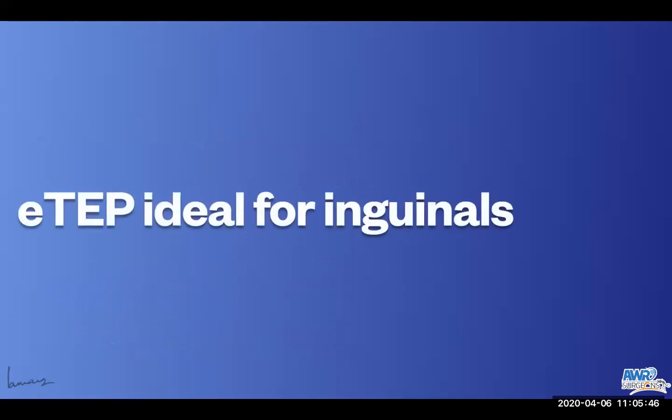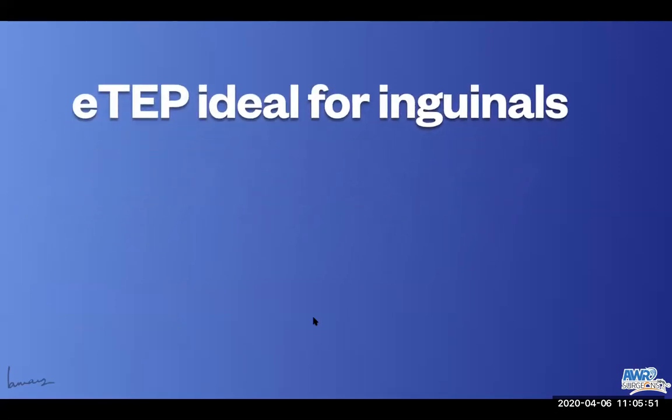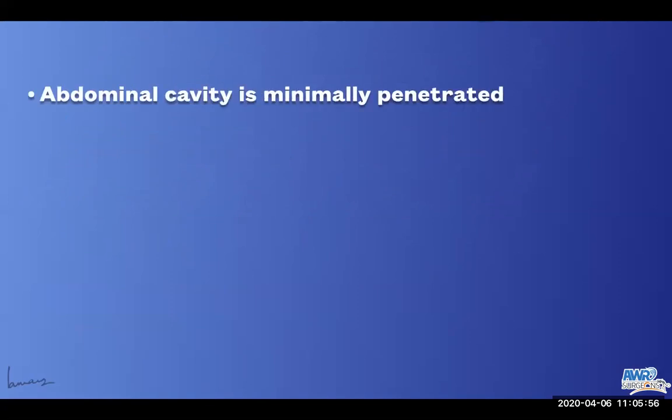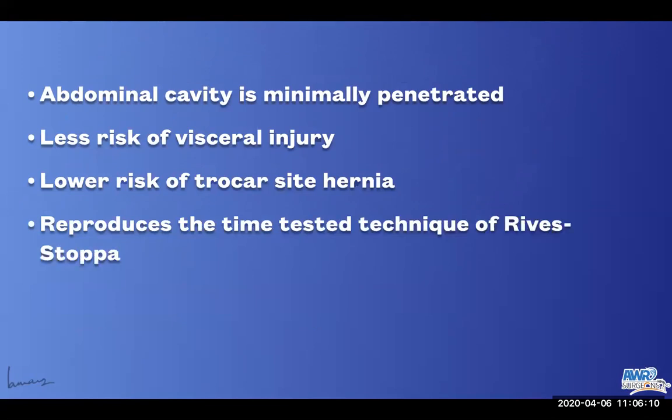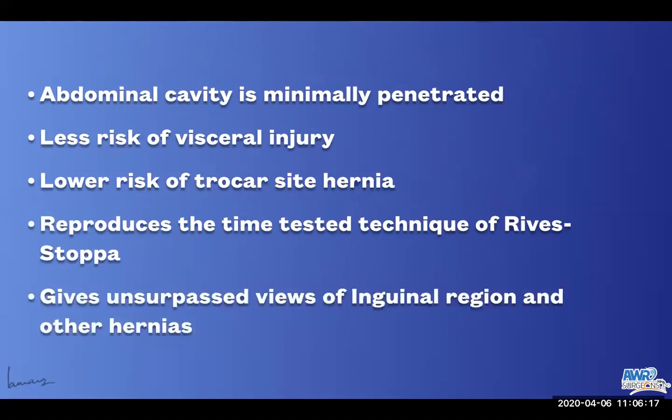The eTEP is possibly the best approach for inguinals, and the benefit is that we generally avoid going into the peritoneal cavity, so bowel injury chances are less, and there's a lower risk of trocar site hernias if you don't go into the peritoneal cavity. And you basically are replicating the Rives-Stoppa operation and its principles through minimal access. And you get unsurpassed views of the inguinal region.